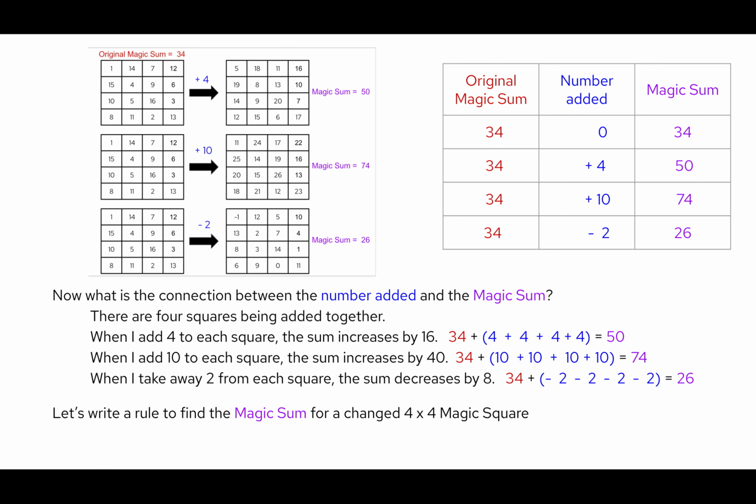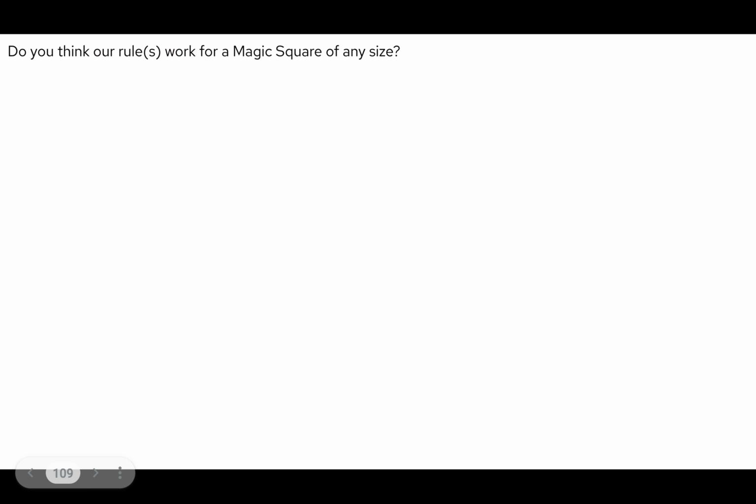So let's write a rule to find the magic sum for a changed 4 by 4 magic square. So our new magic sum is the original magic sum, but this time instead of adding the 3, we're going to add 4 multiplied by the change in number because it's a 4 by 4 magic square. In other words, we had to add to each one of the 4 squares.